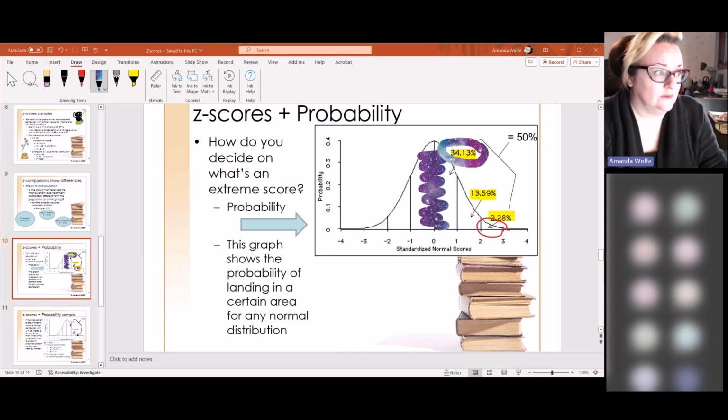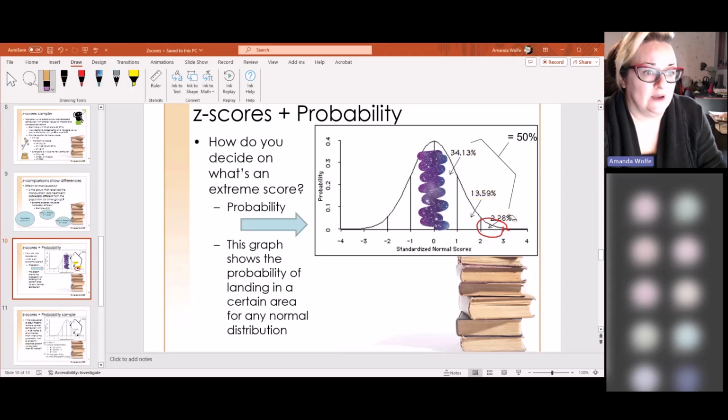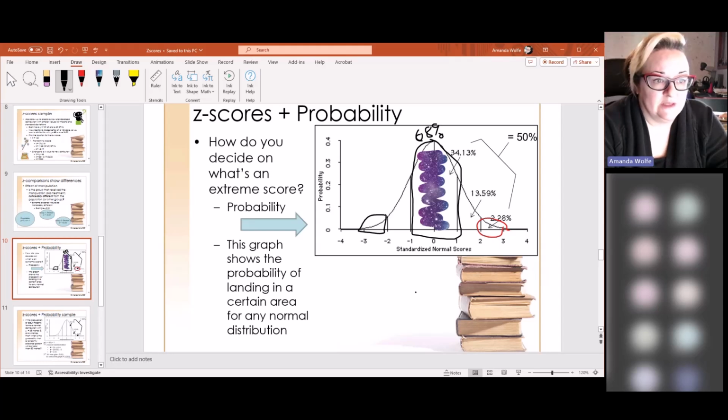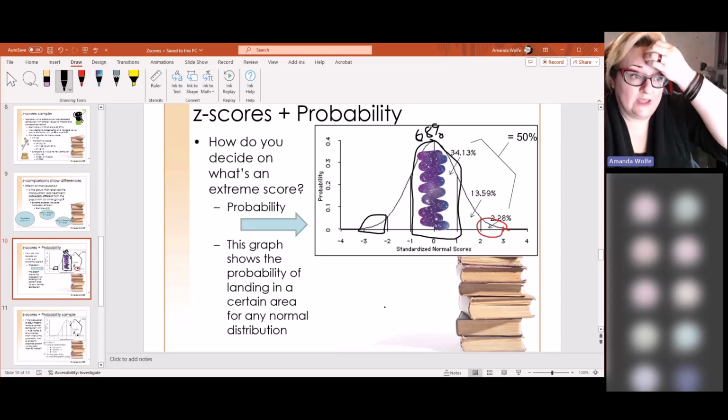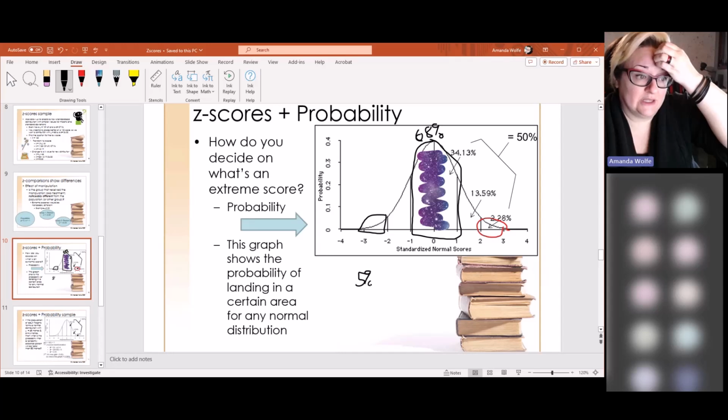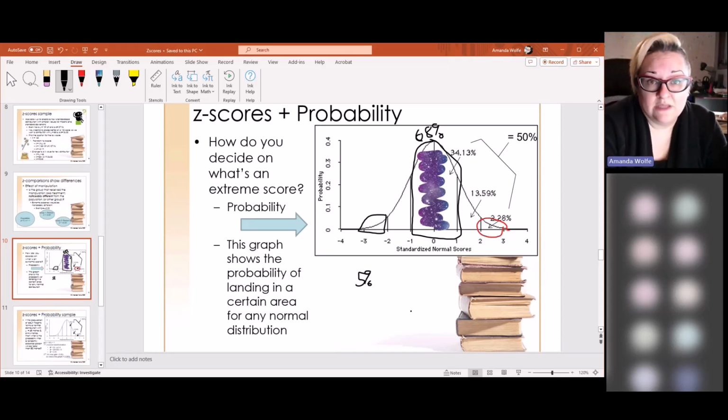34.13 doubled is 68.3. So there's a 68% chance that you wind up just in this block here. That's the bulk, right? 68% is right there. If I'm going to ask what's the chance of getting one of these two tails? Well, if that one tail is 2.28, then the other tail is 2.28. There's only a 5% chance that you're going to be in the tails.